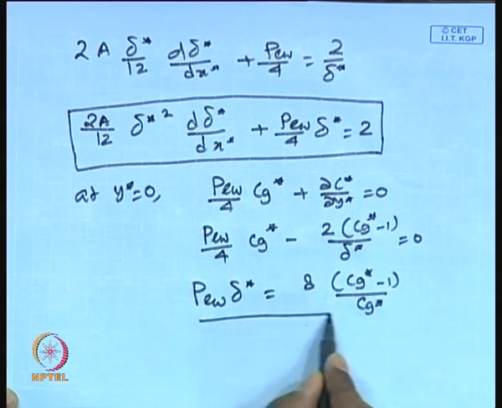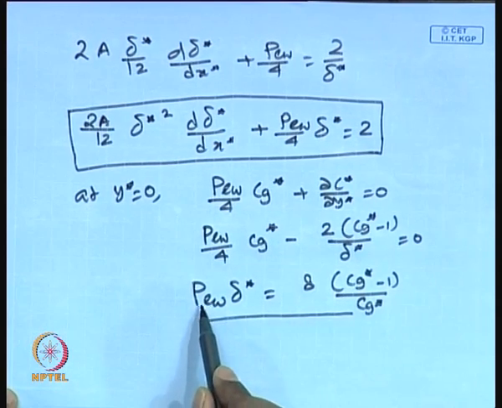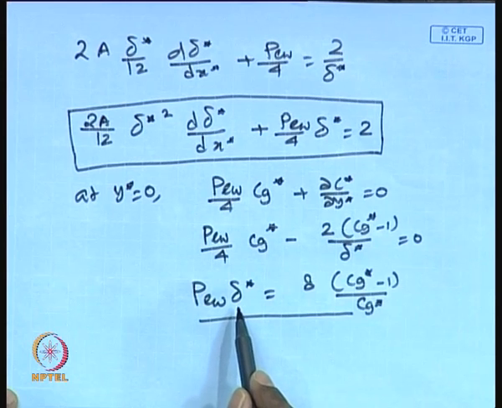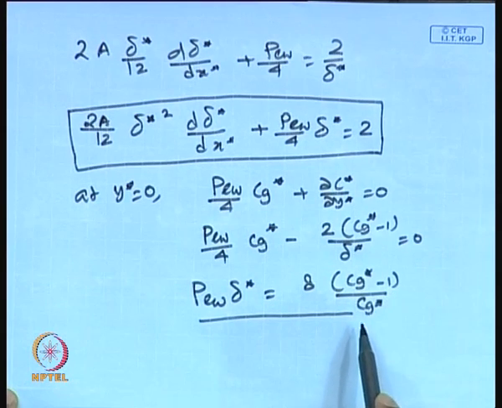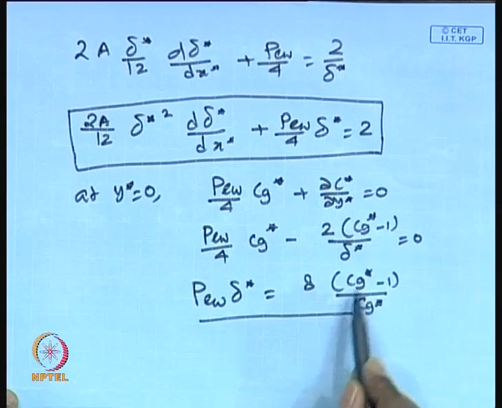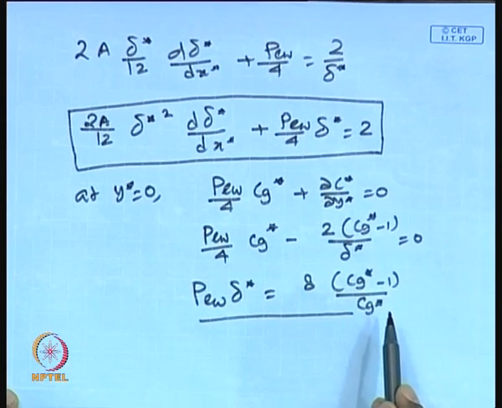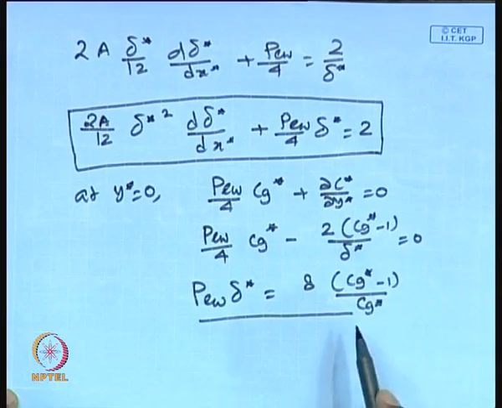This is a very important relationship. This says that permeate flux multiplied by the thickness of concentration boundary layer is a constant. What is that constant? 8 times (Cg star minus 1) divided by Cg star. Okay. In most of the cases, Cg star is much, much higher than 1. So, therefore, this whole right hand side can be approximated by 8 only.